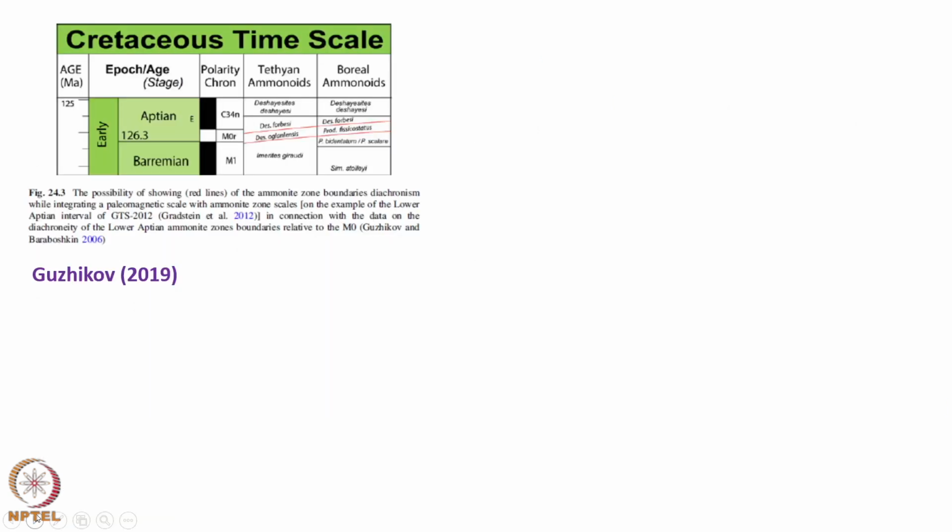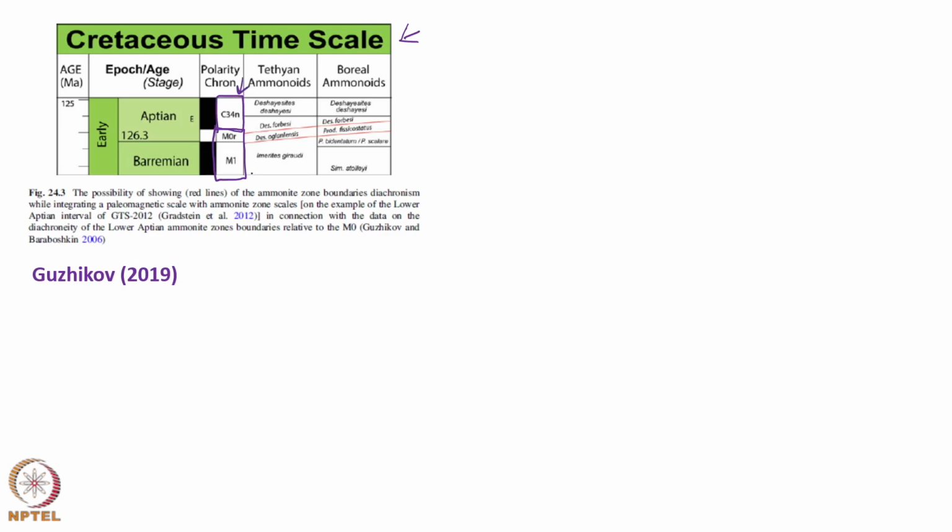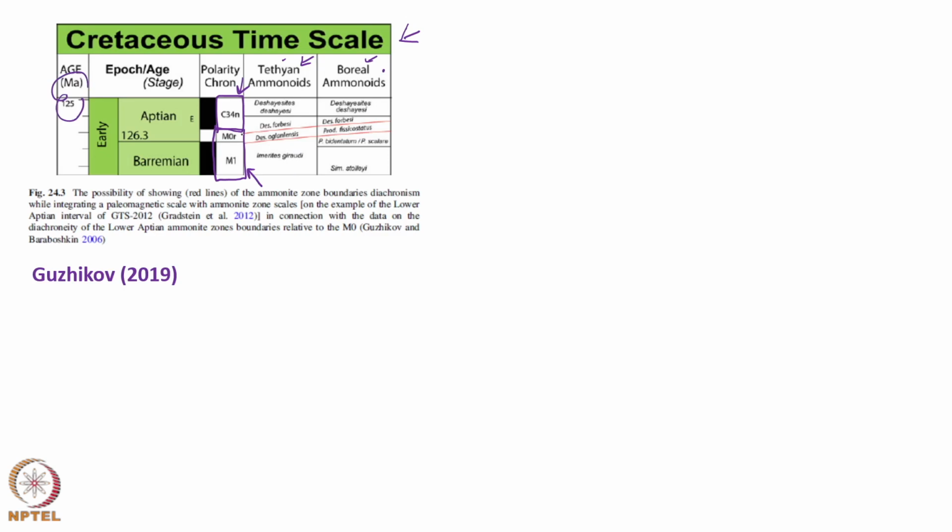Let us look at a part of the Cretaceous time scale where the M sequence is presented here and here is the C sequence. The bottommost of the C sequence is here and the topmost portions of the M sequence is there, and the ammonoids have been linked, Tethyan ammonoids and the boreal ammonoids. Now, with M0R, the Tethyan ammonoid cannot be linked synchronously with the boreal ammonoid, rather a diachronous relation has been established. So, the biostratigraphy itself can sometimes give a diachronous relation.